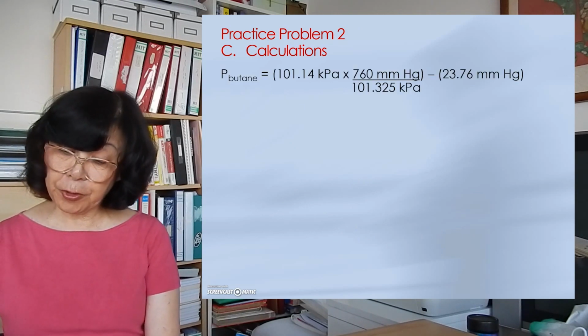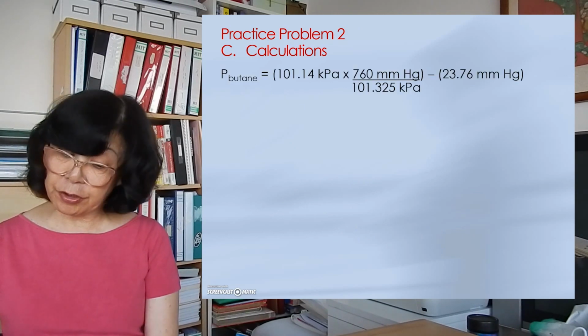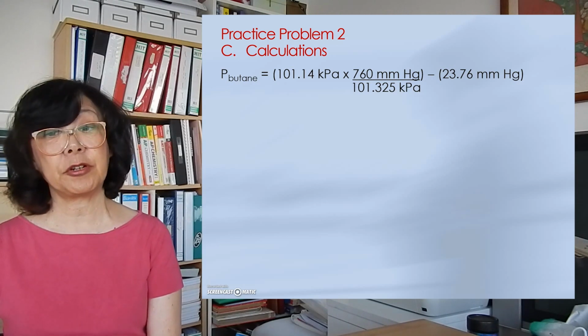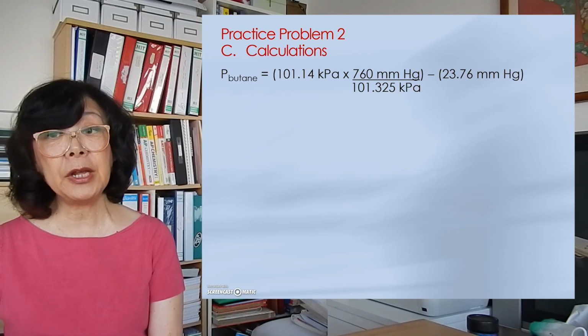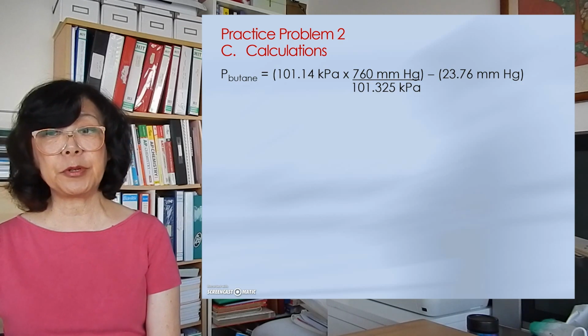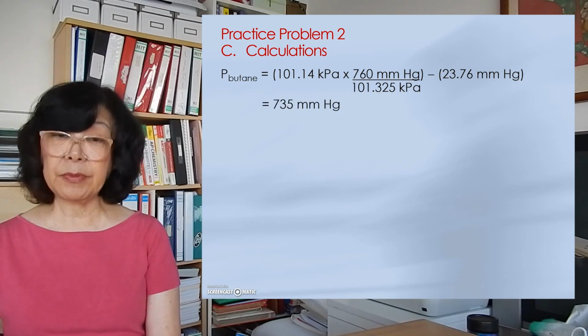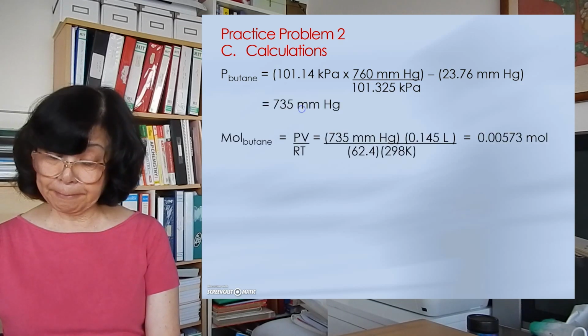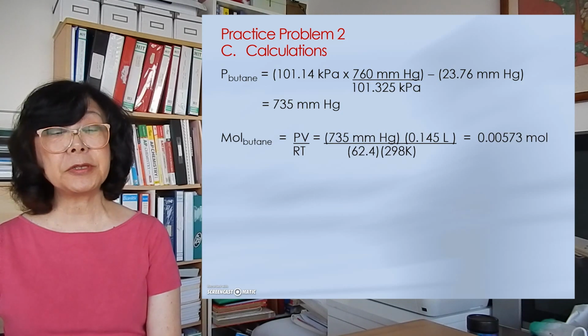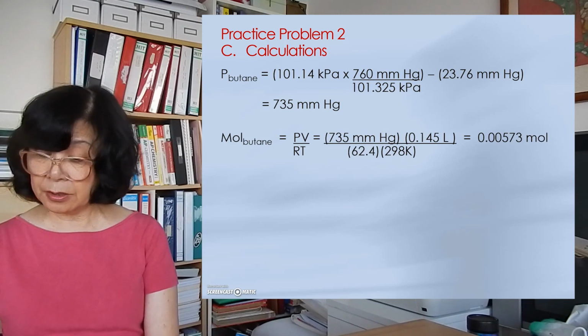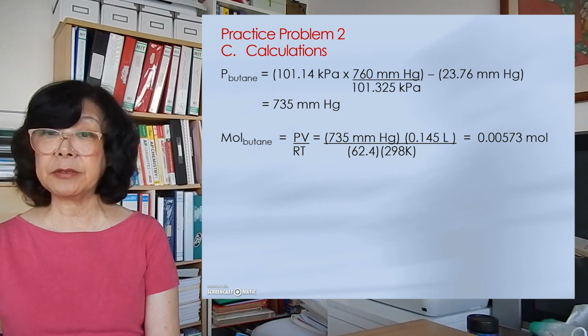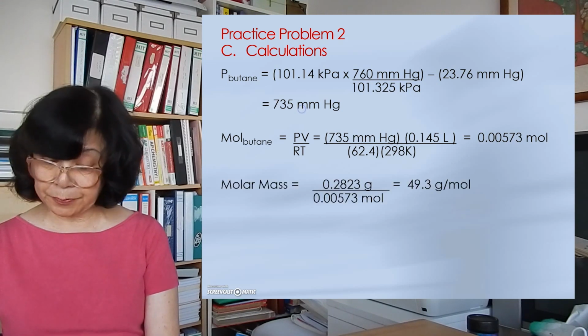First, we find the pressure of butane by taking the atmospheric pressure, converting into millimeter mercury, and subtracting the water vapor pressure from it, and we have 735 millimeter mercury. Now we calculate moles of butane using ideal gas law, and we find it to be 0.00573 moles.